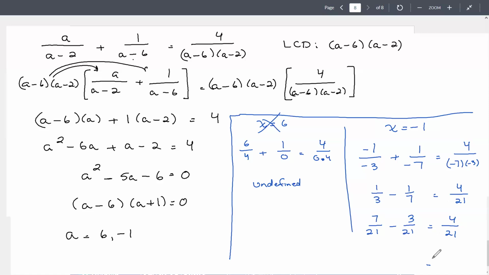And then we would end up with the correct answer, which should be 4 over 21 equals 4 over 21. So this would be my only solution.